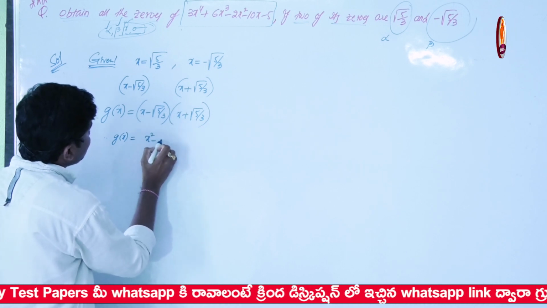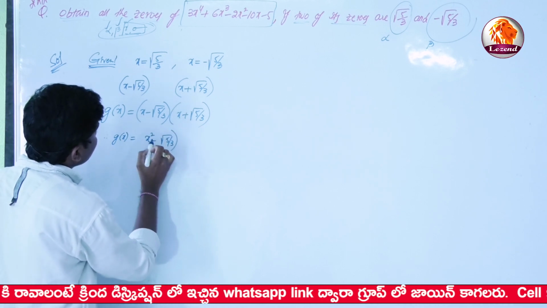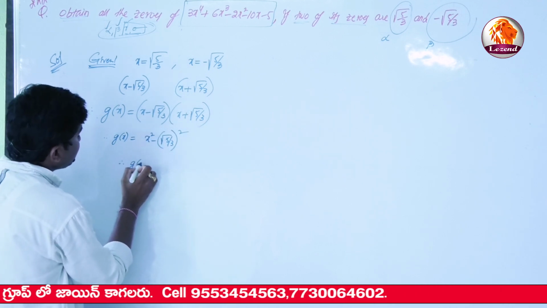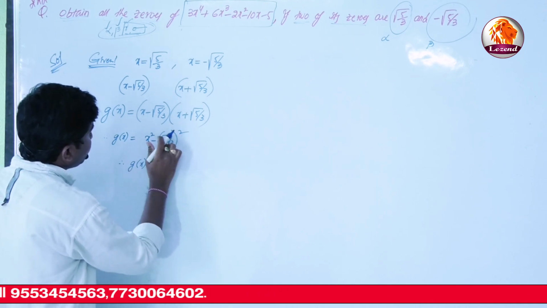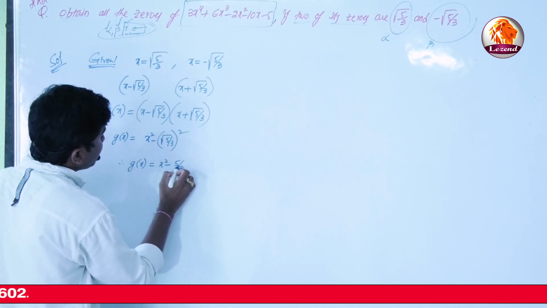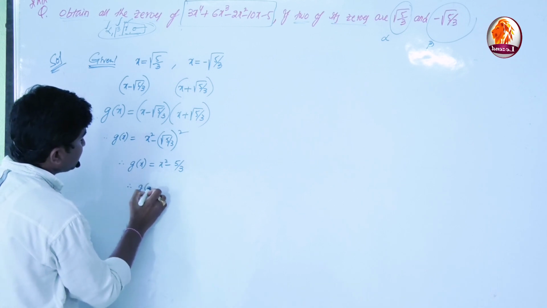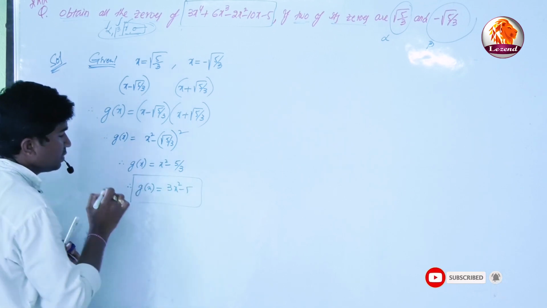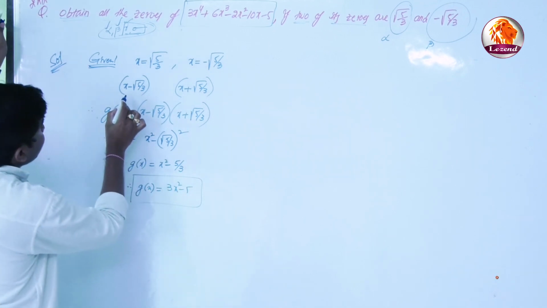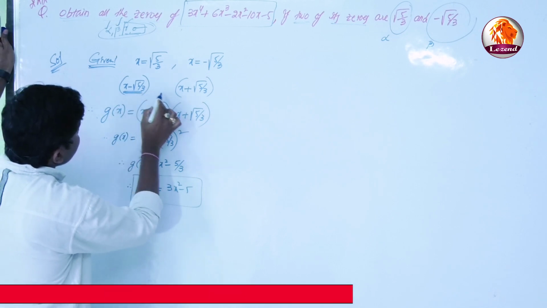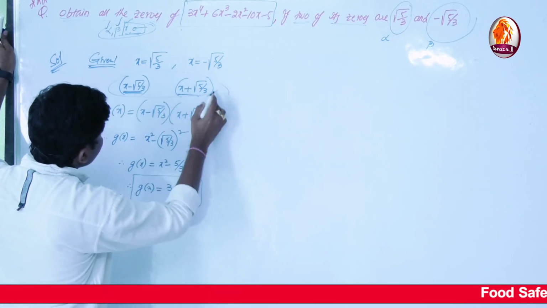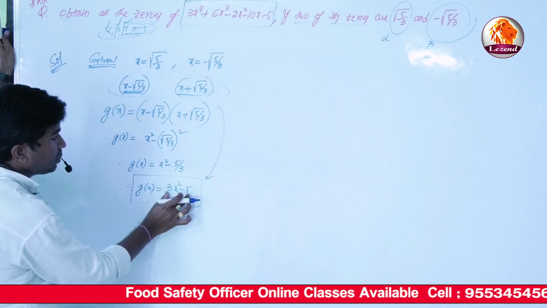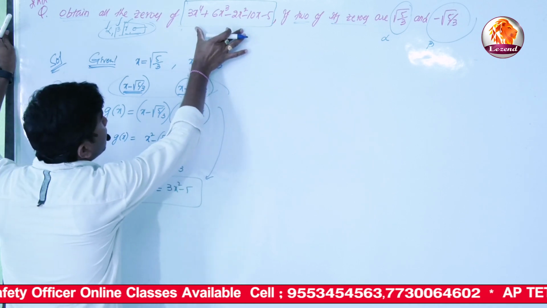Now we'll get x minus square root of 5 by 3 whole square, using a square minus b square. So finally g of x is equal to x minus root of 5 by 3 into x plus root of 5 by 3, which is nothing but 3x square minus 5. This is the quadratic polynomial. They have given a biquadratic polynomial.